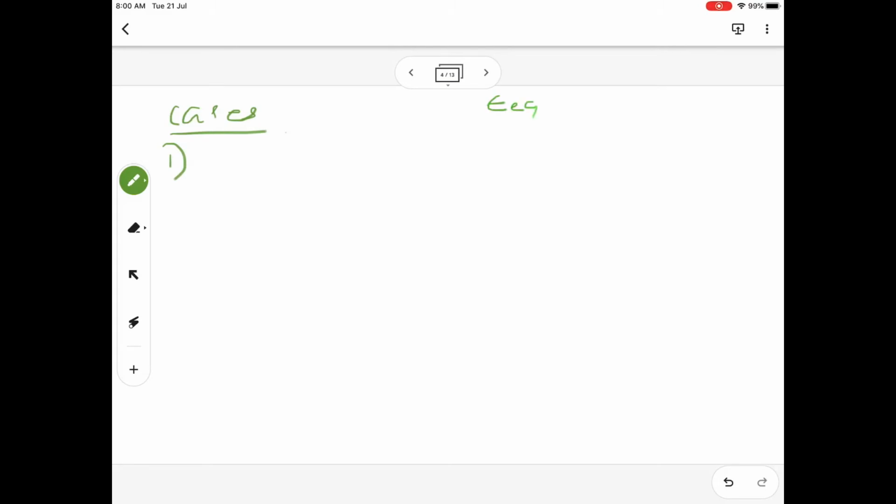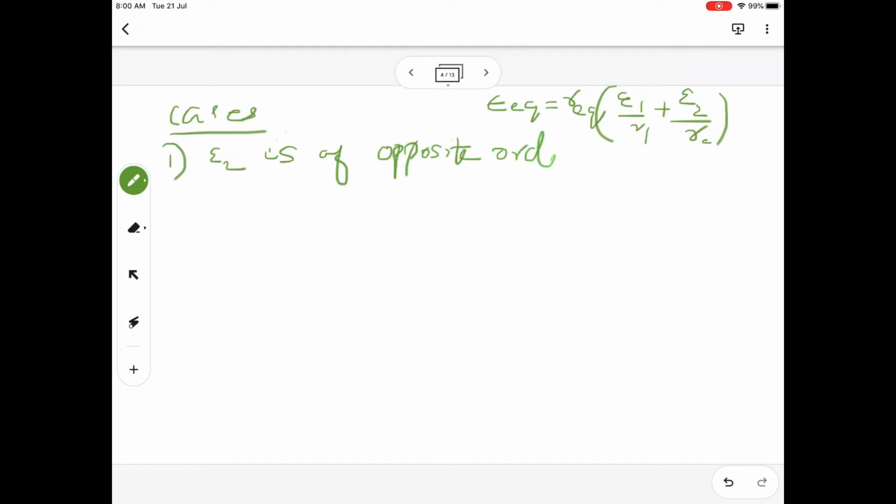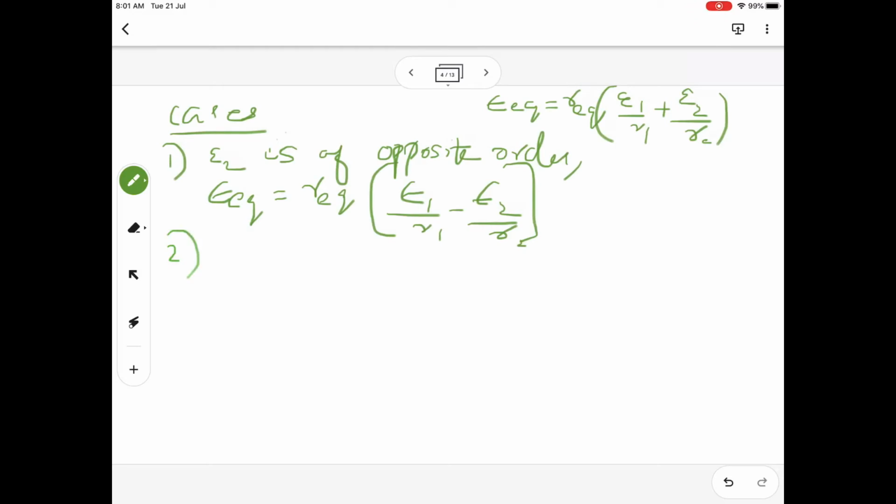R equivalent is from 1 by R equivalent equals 1 by R1 plus 1 by R2 plus, like that. E equivalent will be R equivalent of (E1 by R1 plus E2 by R2 plus E3 by R3), like that. Now let us see different cases. What if E2, the second cell, is in opposite order? Then E2 can be taken as negative. So E equivalent is R equivalent of (E1 by R1 minus E2 by R2). Wherever cells are in opposite order, the corresponding potential is taken as negative.